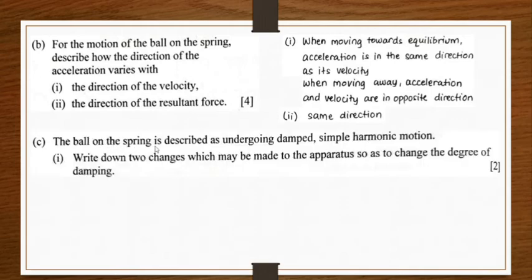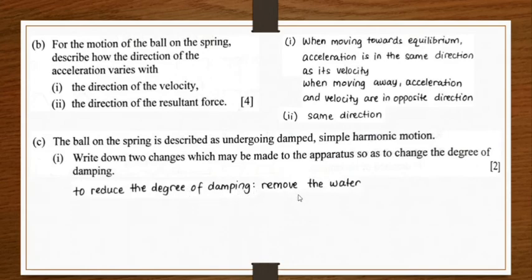The ball on the spring is described as undergoing damped simple harmonic motion. Write down two changes which may be made to the apparatus so as to change the degree of damping. So if we want to change the degree of damping, there may be two possibilities. We can reduce the degree of damping, and we can increase the degree of damping.